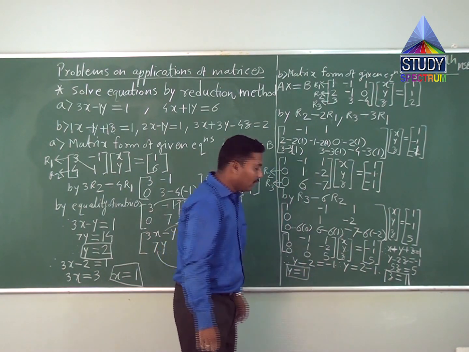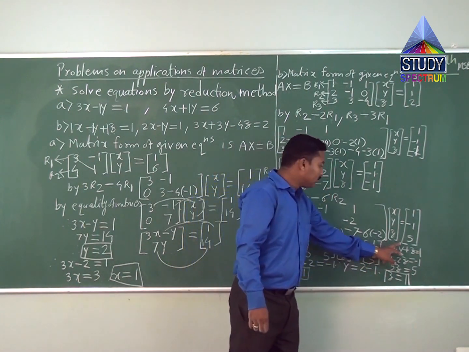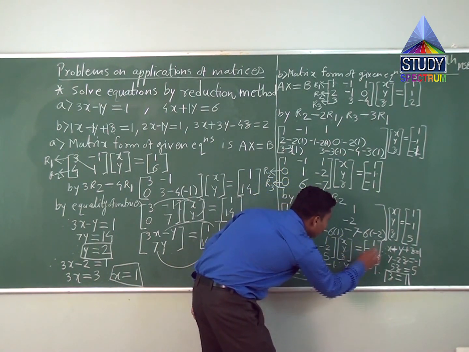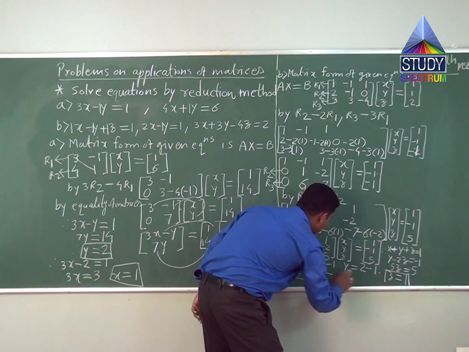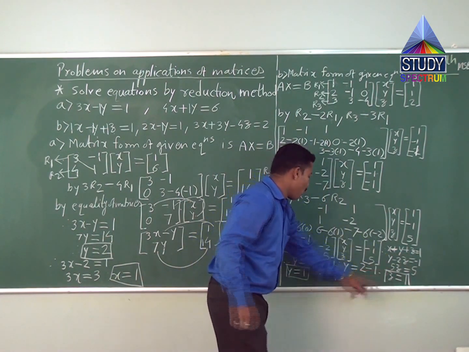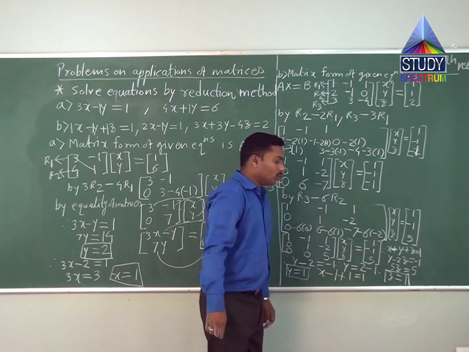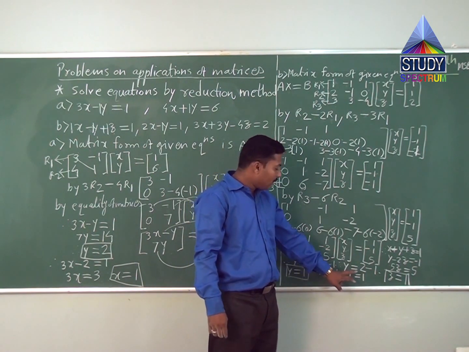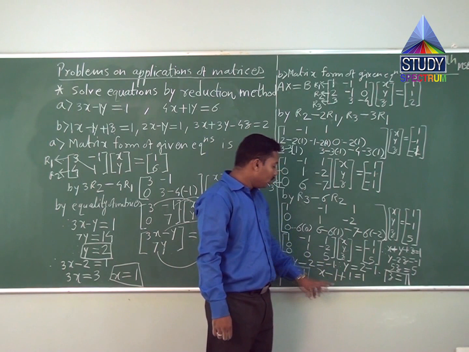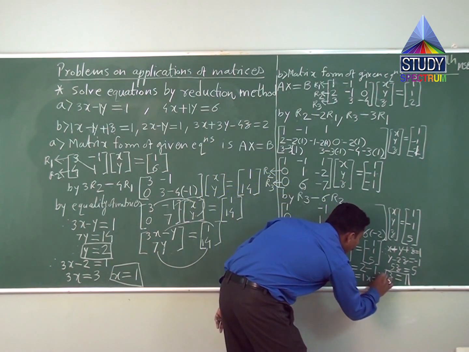And by putting z equal to 1, y equal to 1 in equation 1, we get x. This is minus y, y is 1, plus z, z is 1, equal to 1. So here is a minus 1, here is a plus 1, 0. Minus 1 plus 1, 0. So x equal to what? 1. X equal to 1.